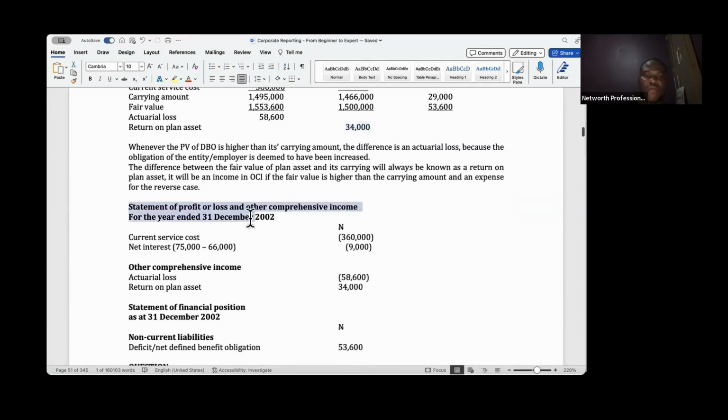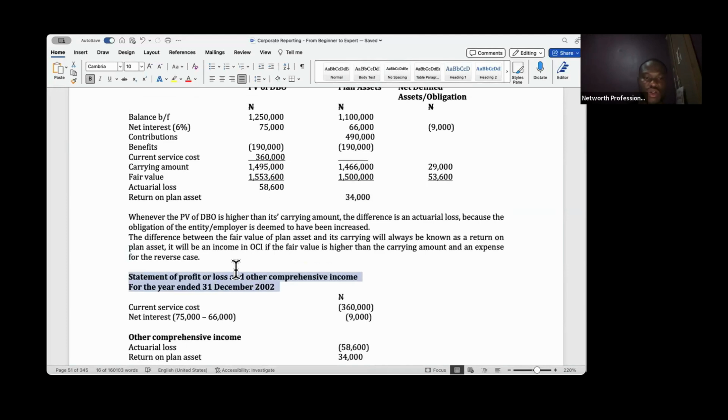So in the statement of profit or loss, what goes to your P&L from this, one is the net interest. And I told you it's the net that goes to P&L. And that's why this one is coming as an expense. That's why I put it in brackets. Secondly, is your current service cost. And that's why this is coming here also as an expense. Current service cost.